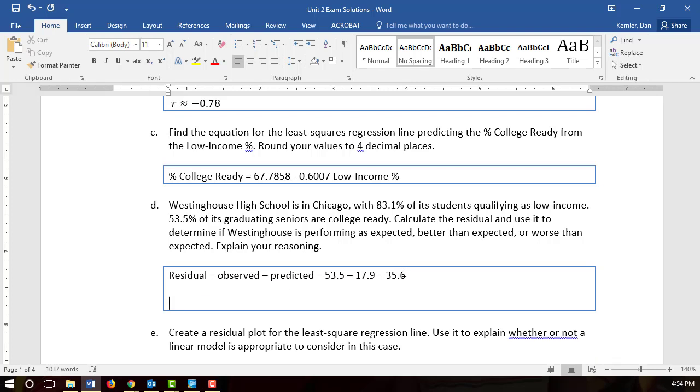And then we're going to determine if Westinghouse is performing as expected, better, or worse. So definitely better. Westinghouse is performing much better than expected. Their residual is 35.6, very positive. So this means they had 35.6 percentage points higher than what would be predicted based on their low income percent.